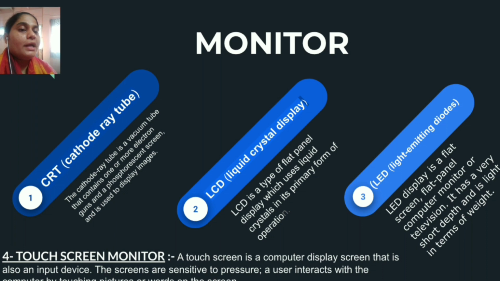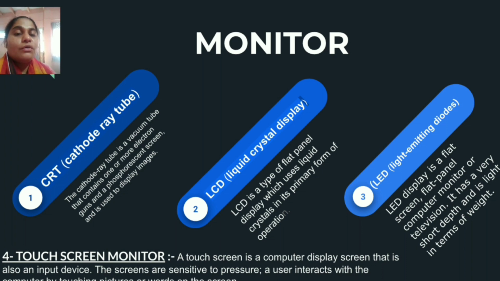LCD is a type of flat panel display which uses liquid crystals in its primary form of operation. As we all know, LCD is thin as compared to CRT monitors. Now, the next, more advanced, is LED, which is light emitting diode. LED display is a flat screen, flat panel computer monitor or television. It has very short depth and is light in terms of weight. So students, as compared to LCD, LED is much better because in this, diodes are working to display the screen.